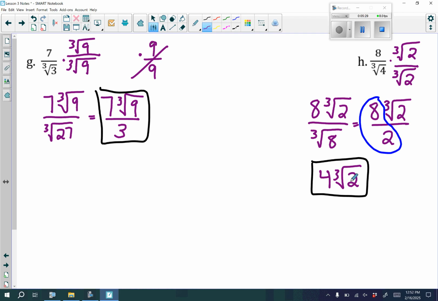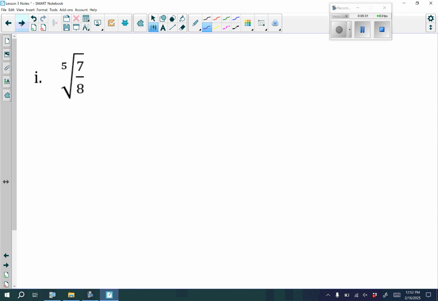Okay, we have another one that we're going to try as well, so we can keep practicing with this. Okay, so we're going to do I together. We have the 5th root of 7 divided by 8. Now notice this whole fraction is underneath a radical. Well, when we do 7 divided by 8, that gives us a decimal, so that's not really going to help us out. What I'm actually going to do here is I'm going to separate.